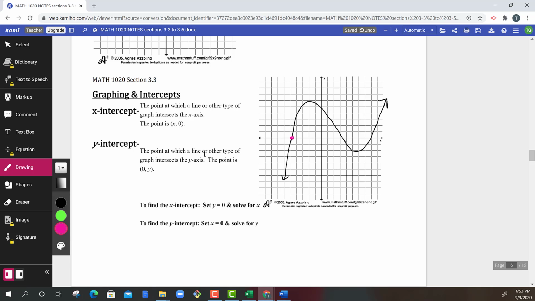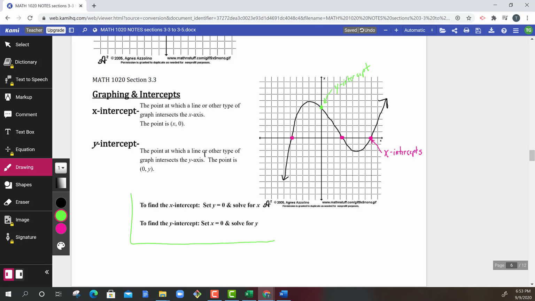And all of these points where it crosses the x-axis, these points in pink, are all x-intercepts because it's where the function intercepts the x-axis. And then likewise, we only have one y-intercept for this problem because this is where it intercepts the y-axis. So that's what a y-intercept looks like.